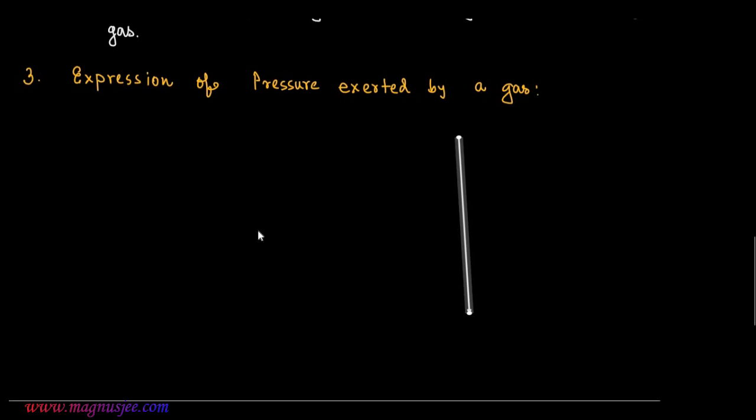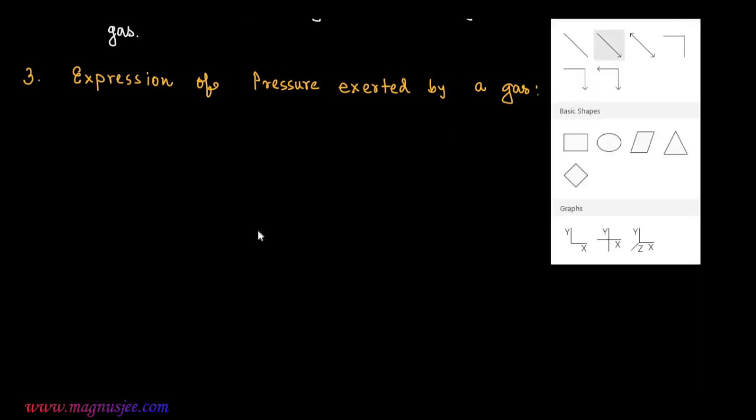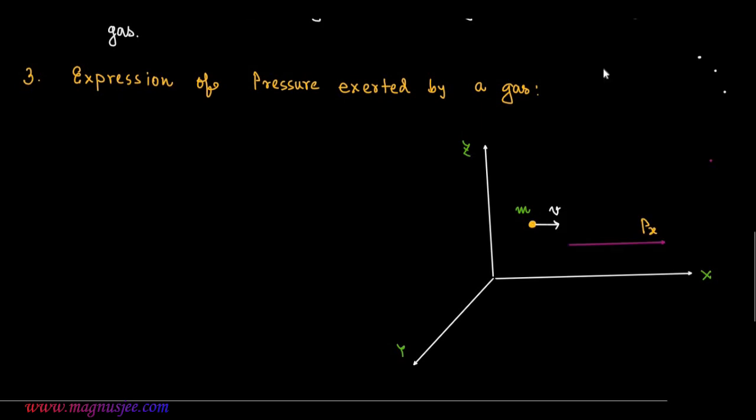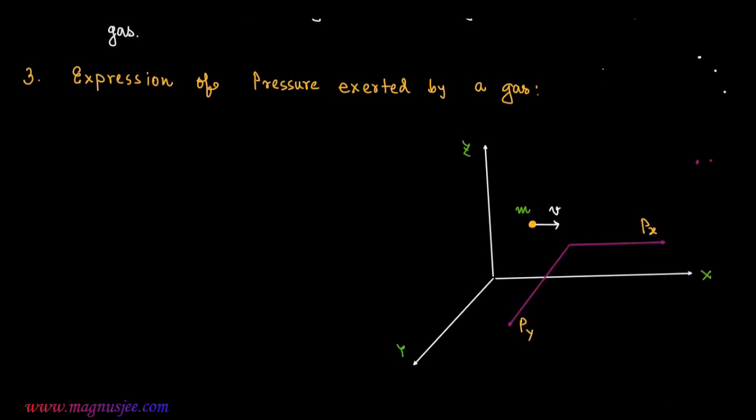We can consider a three-dimensional axis: x-axis, y-axis and z-axis. m is the mass of a gas molecule which is moving with a velocity v, and we can consider the three rectangular components, or three mutually perpendicular components, of linear momentum of the gas molecules. Here Px, Py and Pz are the components of linear momentum along the x, y and z axis.